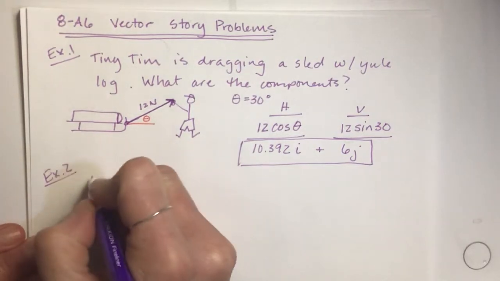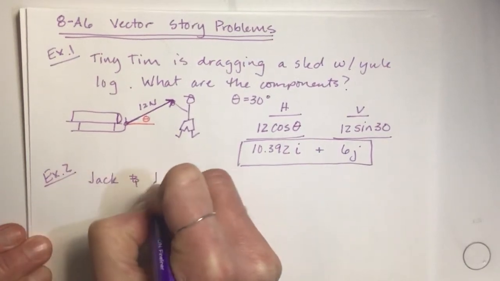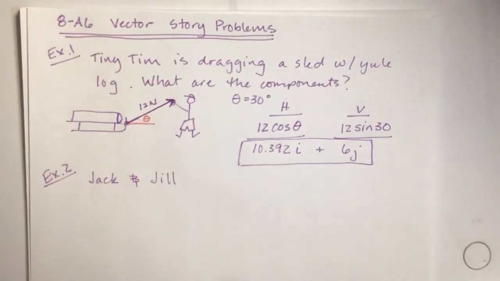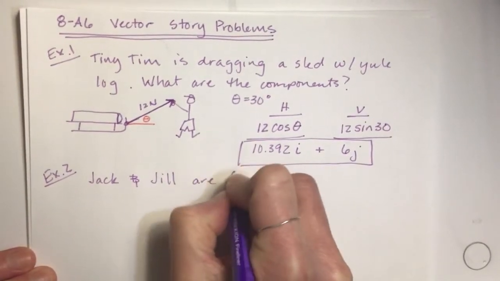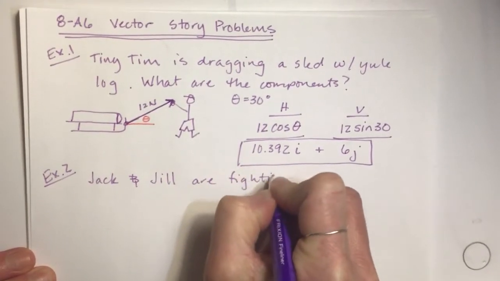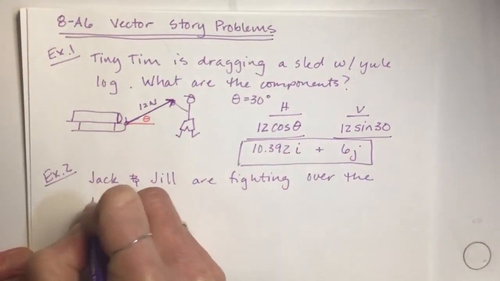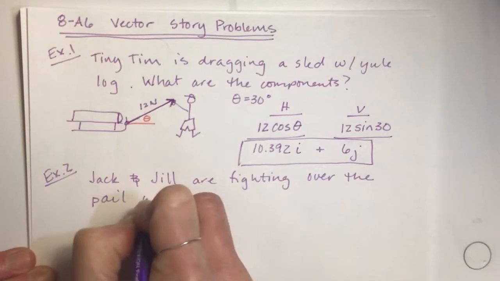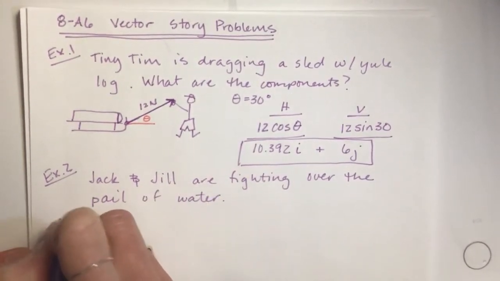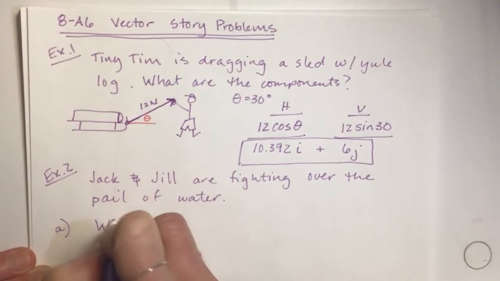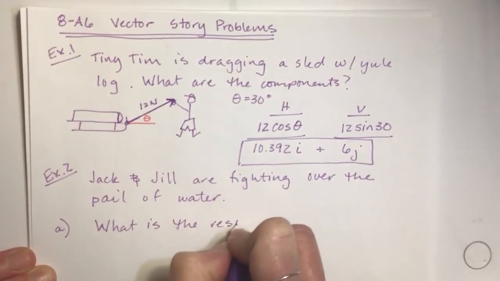Here, instead of Tiny Tim, we're working with Jack and Jill. And you know what they did. They're fighting over the pail of water, of course. So part A, we just want to know, what is the resultant vector?